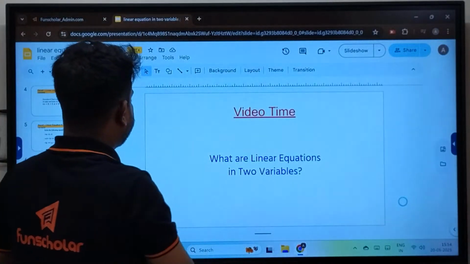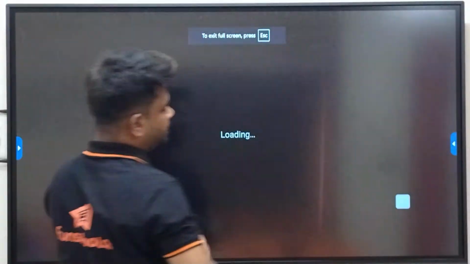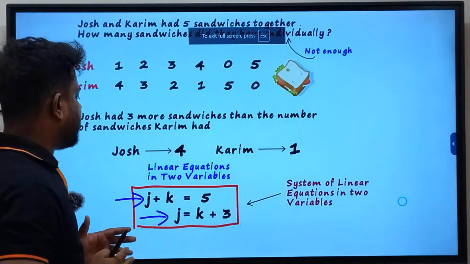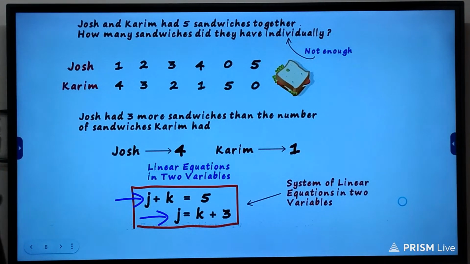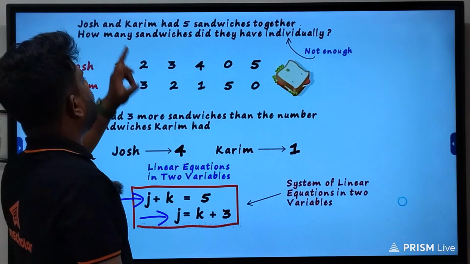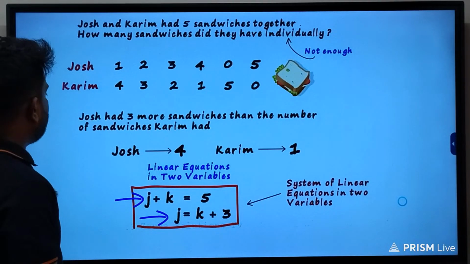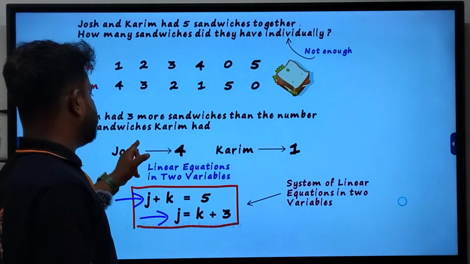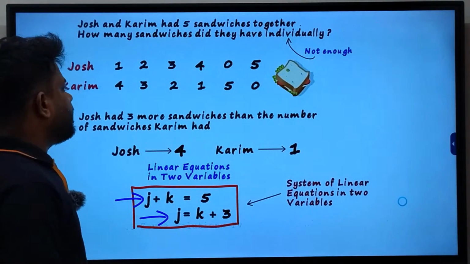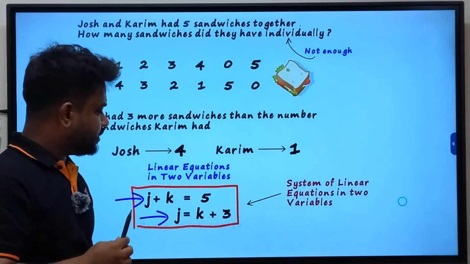Okay, so let's go further and see the actual explanation of these kinds of sums. Josh and Karim had 5 sandwiches together. How many sandwiches did they have individually? Josh had 3 more sandwiches than the number of sandwiches Karim had. So from this we can see that Josh has 4 sandwiches and Karim has 1 sandwich.